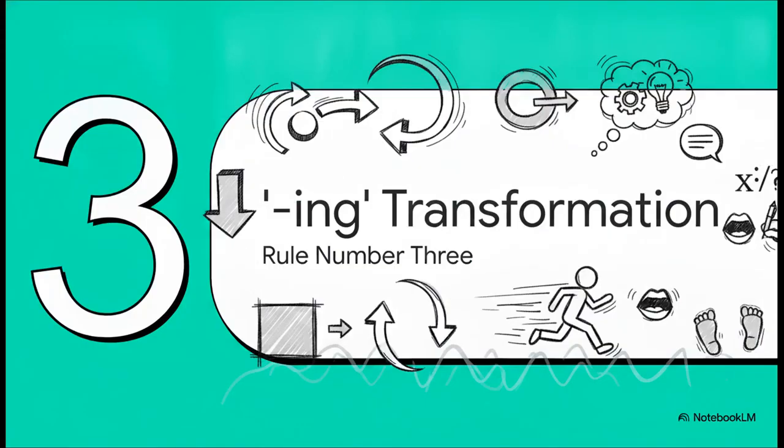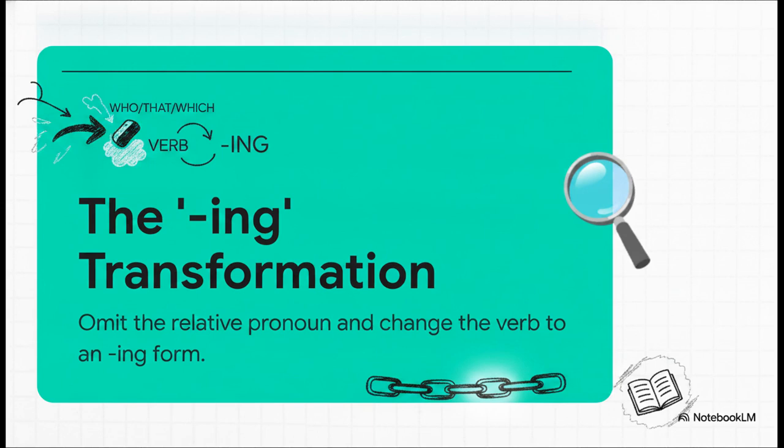All right, number 3, the ing transformation. Now, this rule kicks in when we're dealing with action verbs, so verbs other than the be verb. You omit the relative pronoun, and you change the verb to an ing form. So you're still dropping that pronoun, but now we've got to do a tiny bit of grammatical gymnastics to modify the action verb into its continuous ing shape.